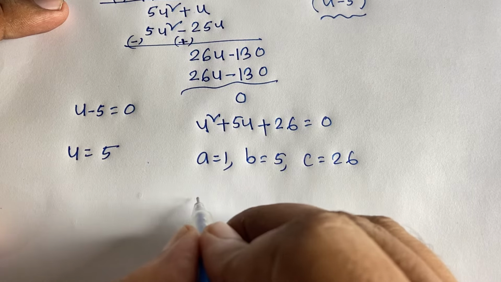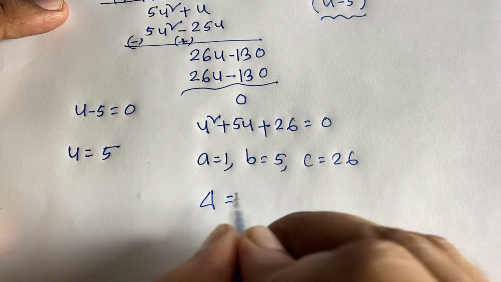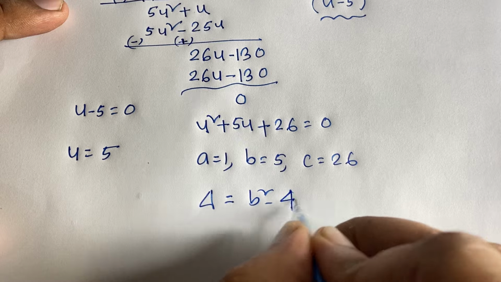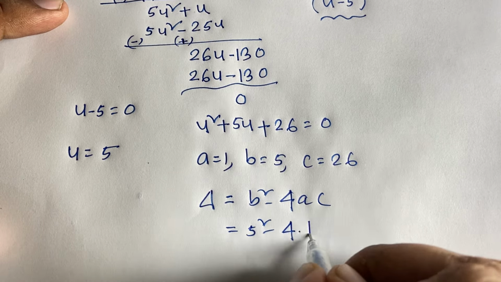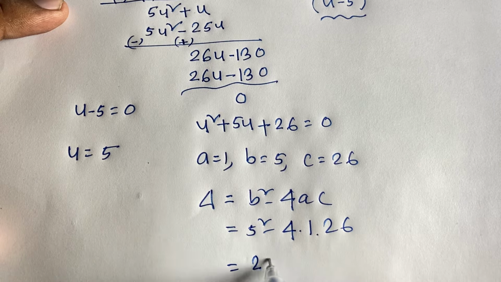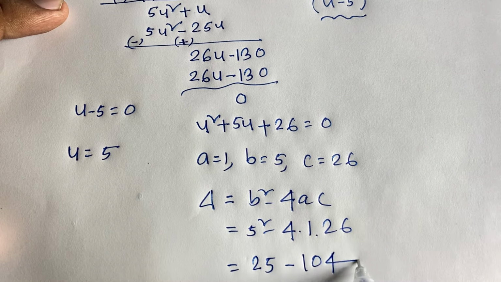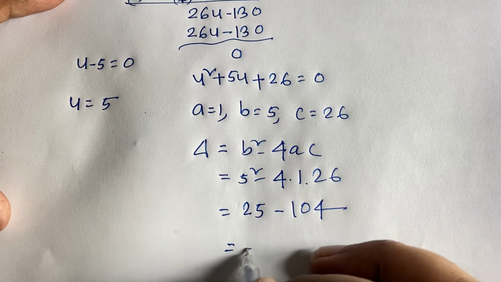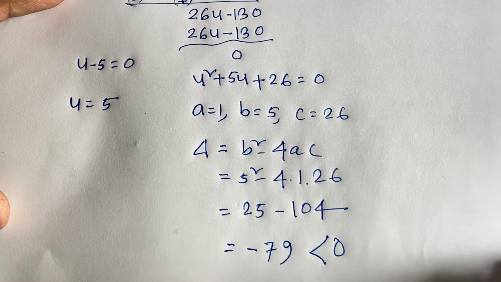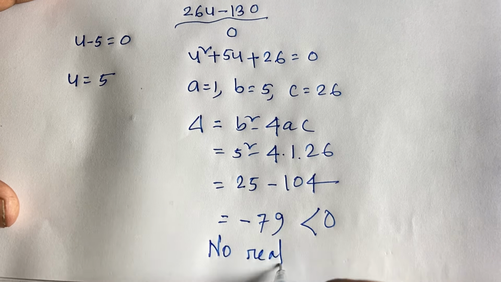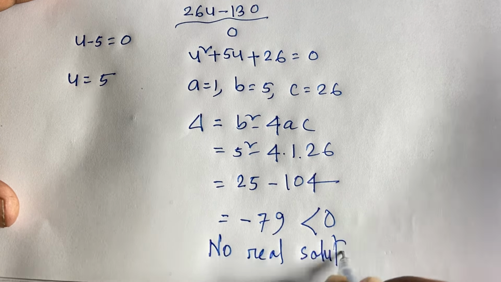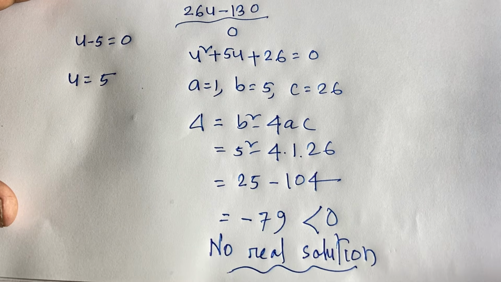Then if I find the value of delta, it will be b square minus 4ac. So it is 5 square minus 4ac, a is 1 and c is 26, it will be 25 minus 104. Then we find minus 79, which is less than 0. So in this case there is no real solution. But we need a real solution. This is not a real solution; we'd find a complex number, an imaginary part.